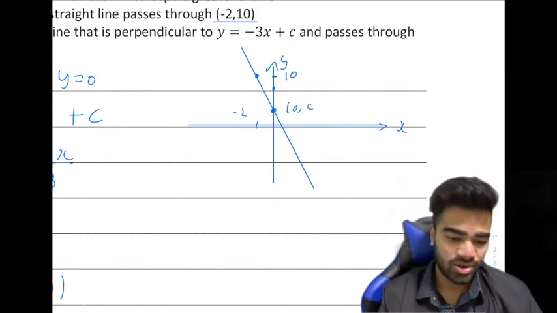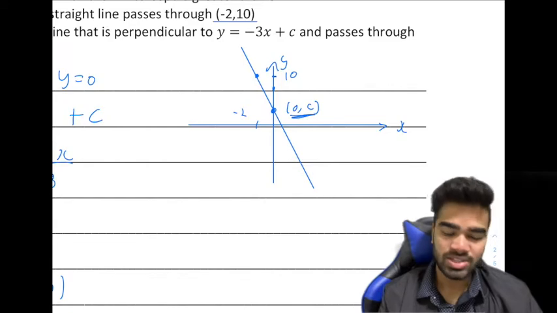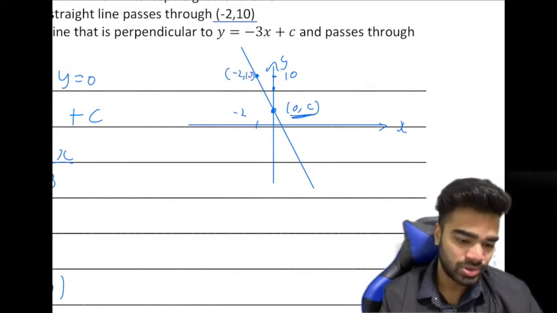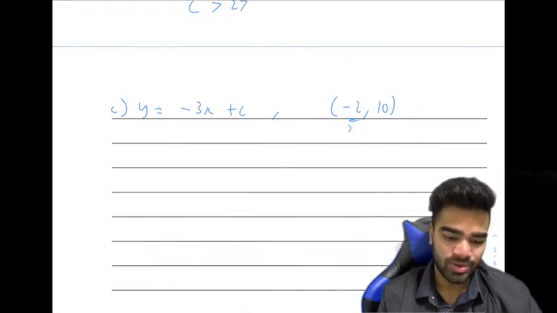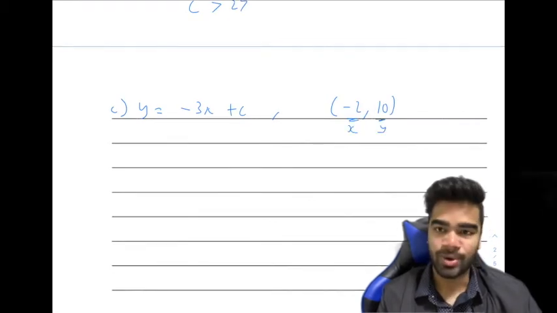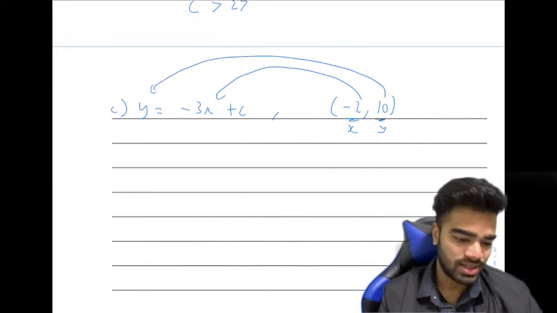Pretty much C is the unknown variable. We have to find 0 and C such that it passes through the coordinate negative 2 and 10. That's what's happening graphically. But equation-wise, it's much more simple. All we have to do is sub this coordinate into x and y. So sub negative 2 into x and sub 10 into y.